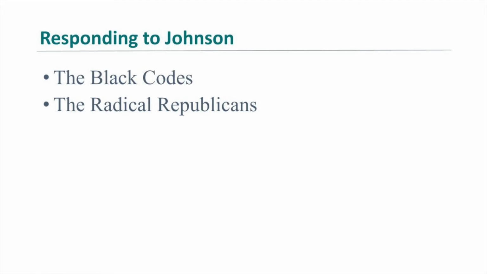Now, responding to Johnson, new state laws in the South regulated the lives of former slaves, and these were called the Black Codes, and they caused the most opposition to Johnson's Reconstruction policy. Although these laws gave blacks the right to legally marry, own property, and access the courts in some ways, they denied them rights to testify against whites, to serve on juries or state militias, or to vote.